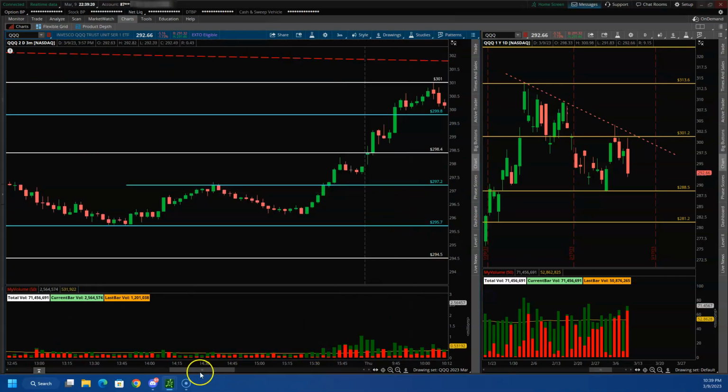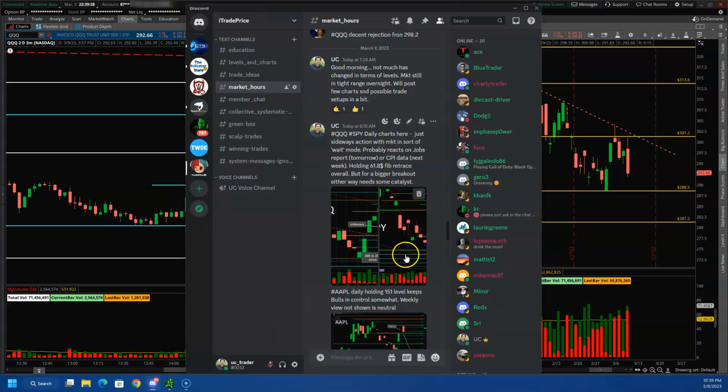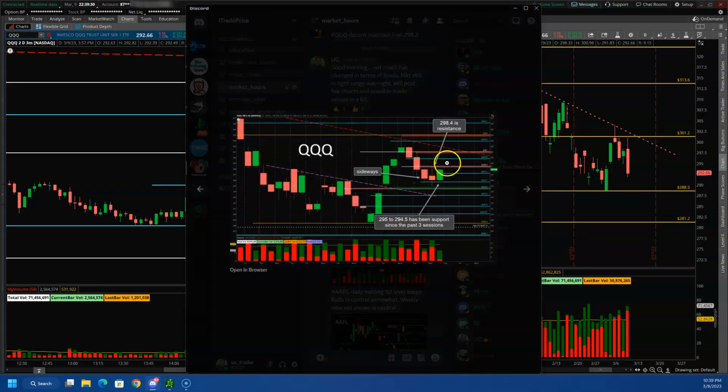So we said, if you remember, 298.4 was the resistance up top. Anything above that, we were looking to be on the bullish side, right? And anything below that, we would be in range. And to get bearish, of course, you have to evaluate the price action as it goes and happens.